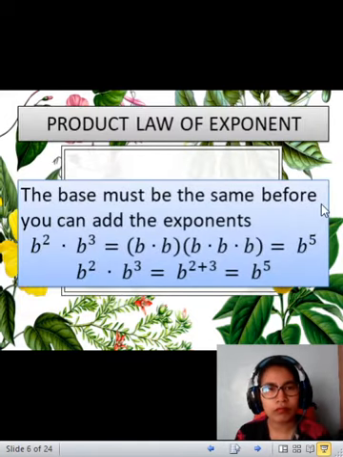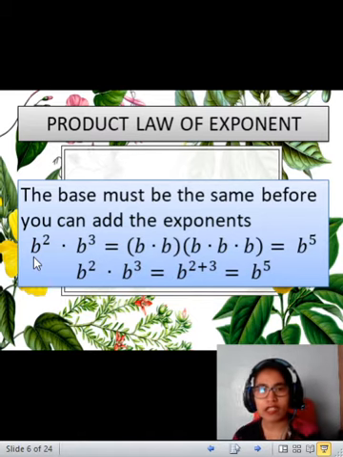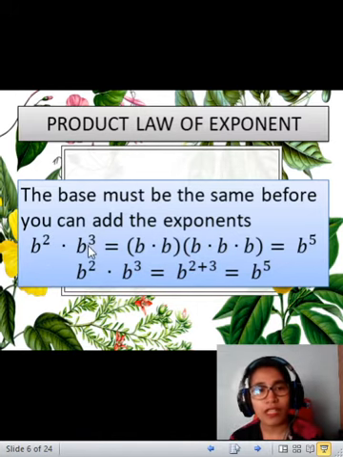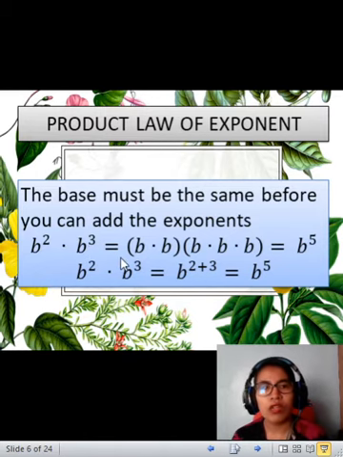Next. So let us discuss those laws of exponent, starting with what we call the product law of exponent. So the base, when we say base, it is the number or the letter given, must be the same before you can add the exponents. Take note, it should be the same. So you cannot add the exponents if the base is not the same. So it should be like this: b squared, or b raised to 2, times b cubed, or b raised to 3. So to have it step by step, we can do this in this way.